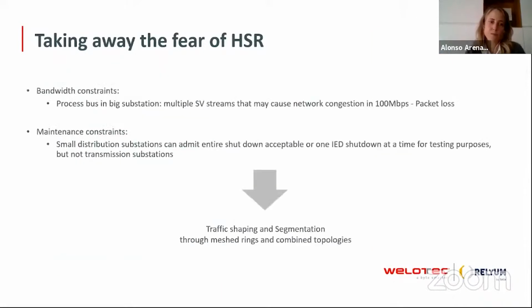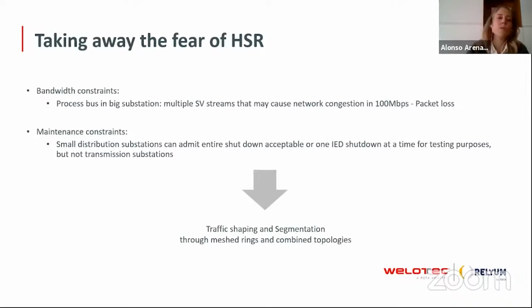Now let's focus on bandwidth and maintenance. Bandwidth can become a problem in a low throughput network because we don't have traffic shaping mechanisms. So there might be congestion and there might be packet loss, which is not acceptable in this type of networks.